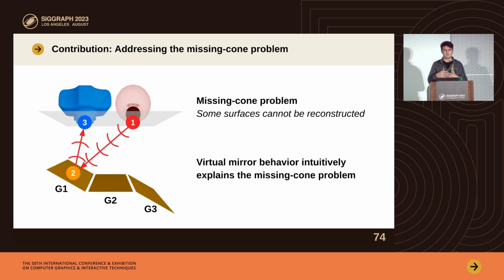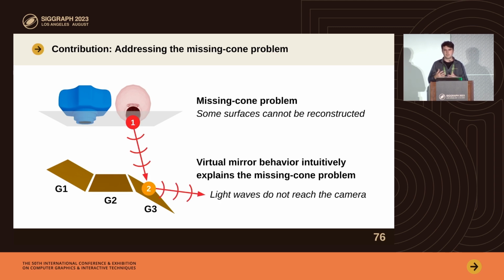Virtual mirrors offers an intuitive explanation of why this happens. We see that light going from the virtual point source reflects specularly on the surface and goes to the camera. The same goes for the second surface. But the important part is that the third surface reflects light specularly away from the camera because of all this virtual specular behavior. So this is the explanation for the missing cone using the phasor field framework and our virtual mirrors theory, but the same problem also happens for other non-line of sight imaging reconstruction algorithms.